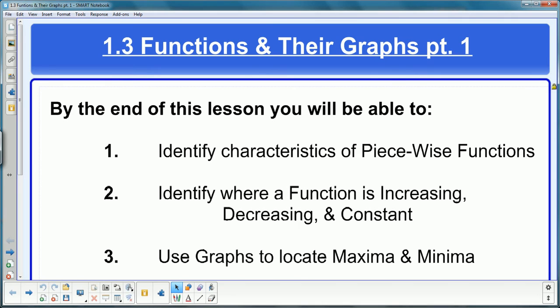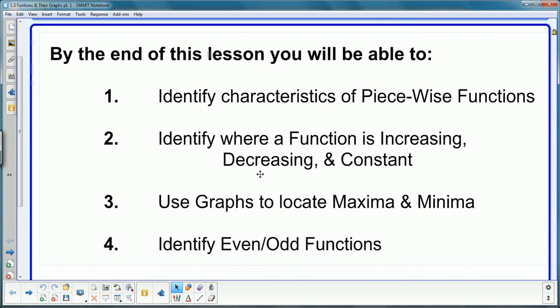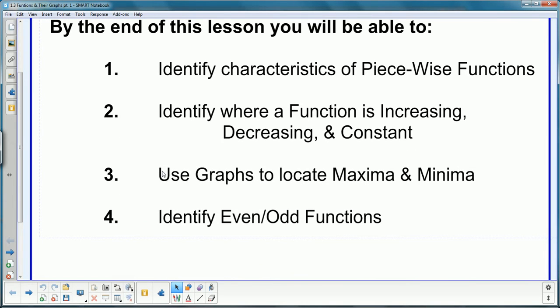Alright, next section in pre-calc is going to be 1.3. It's going to talk about functions and their graphs. We're going to break piecewise functions down, identify some of their characteristics, in particular how to evaluate them. And then we're going to talk about increasing, decreasing, constant functions, and max and min, and really intervals on where all of that stuff exists. And then finally we're going to talk about the algebra of how to identify even and odd functions.